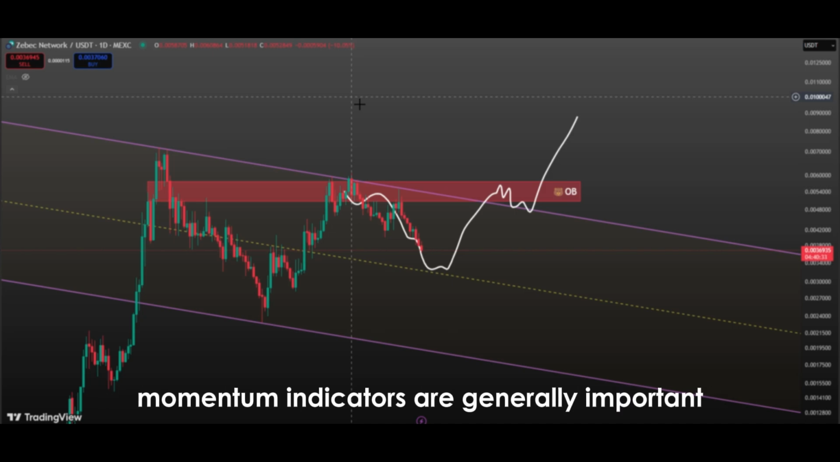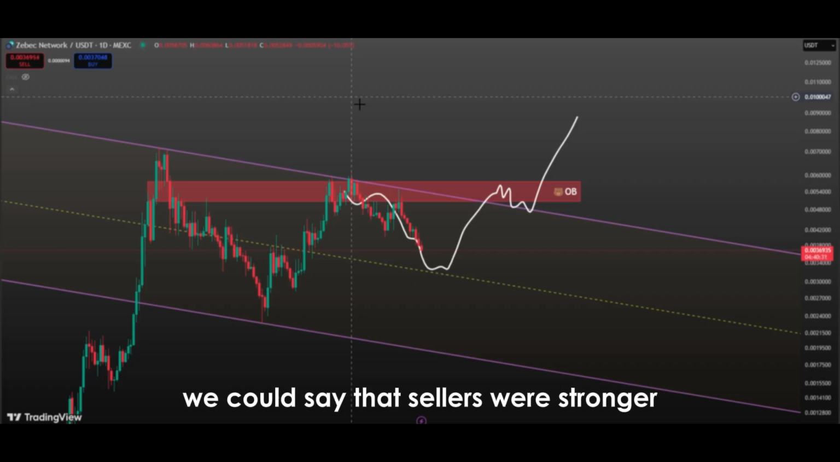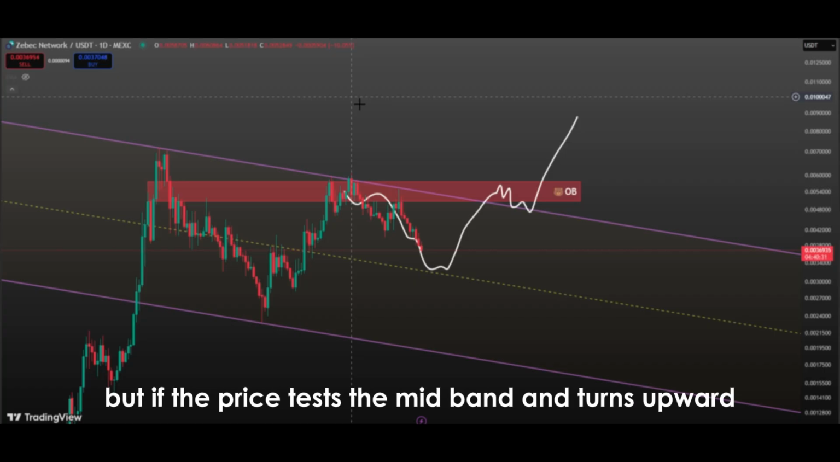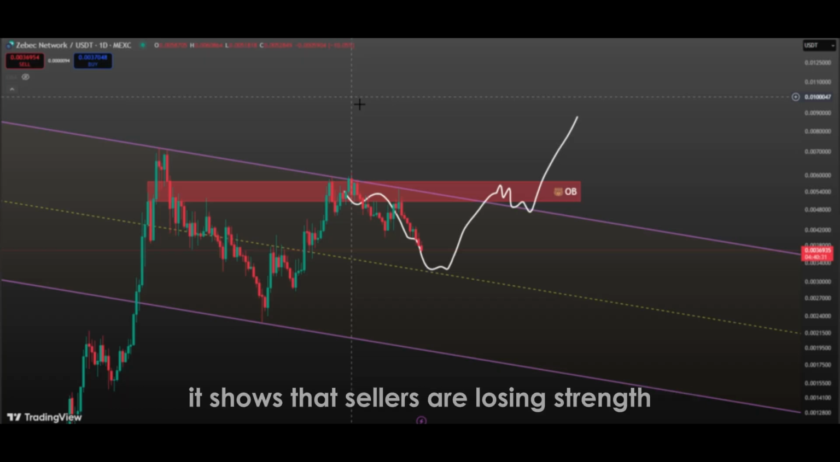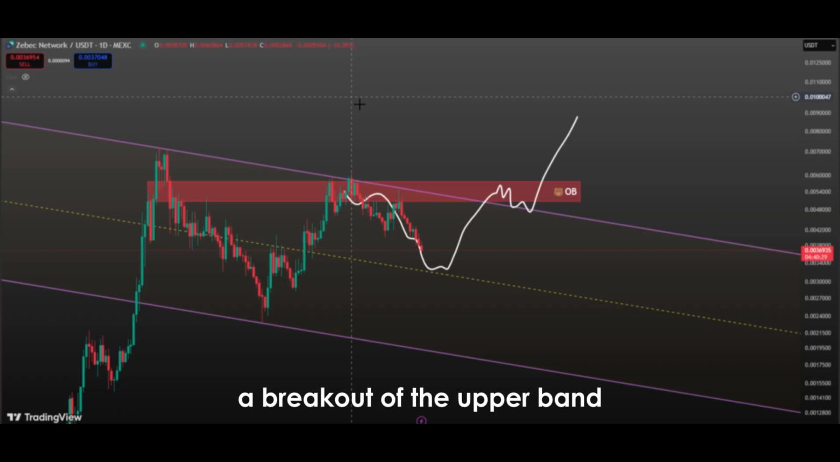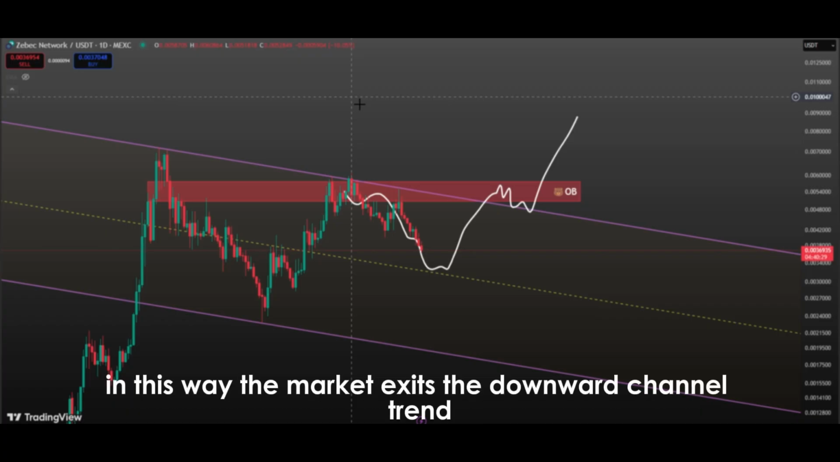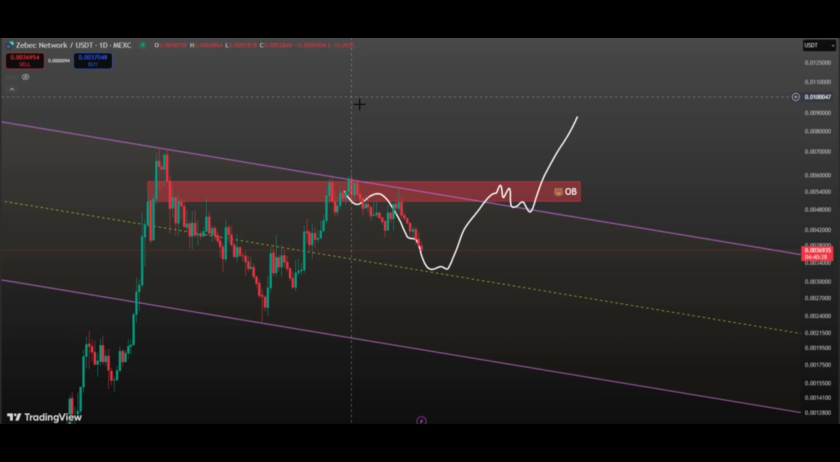Momentum indicators are generally important in terms of trend continuity. If the price were consistently moving closer to the bottom of the channel, we could say that sellers were stronger. But if the price tests the midband and turns upward, it shows that sellers are losing strength while buyers are starting to dominate the market. A breakout of the upper band means that this dominance has been confirmed. In this way, the market exits the downward channel trend and enters an upward trend.